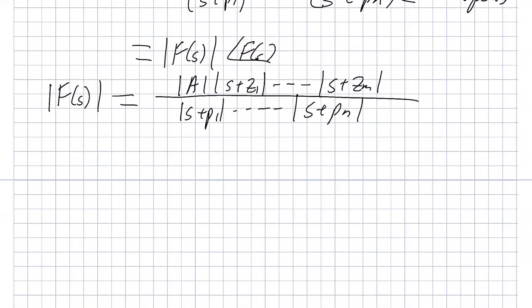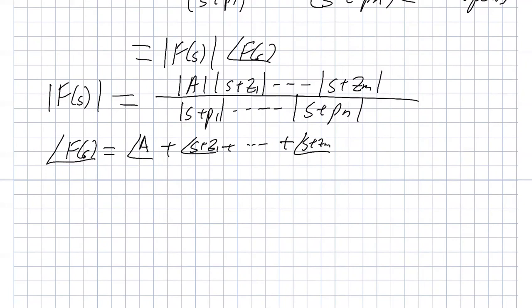And then likewise, the angles in the numerator add and the angles in the denominator subtract. So we have the angle of A. It doesn't mean an angle of A, it's just whatever that number is, it has an angle. Angle of s plus z1 plus all the way up to angle of s plus z sub m. And then in the denominator, we subtract the angles of the poles: angle of s plus p1 minus all the way down to angle of s plus p sub n.